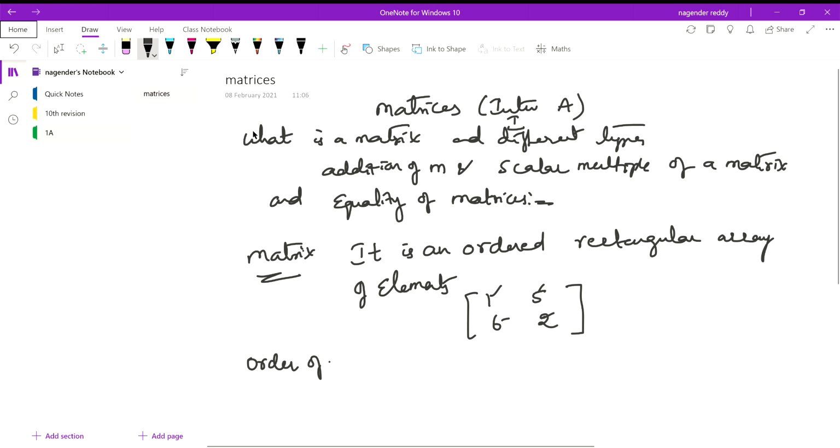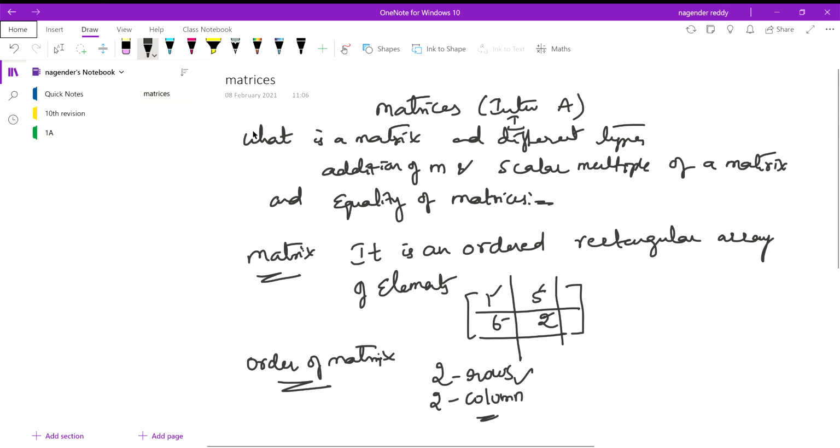Now let me explain the next concept, order of a matrix. The order of a matrix tells us the number of rows and columns. Suppose we take the example 1, 5, 6, 2. Here we have to find the number of rows and columns. How many rows are here? Two rows are there, and two columns are there, on this side and this side.